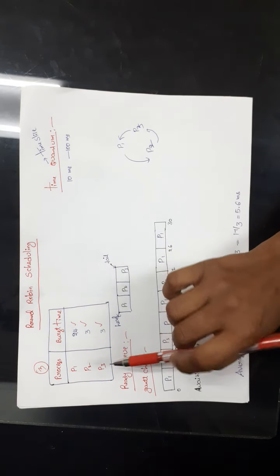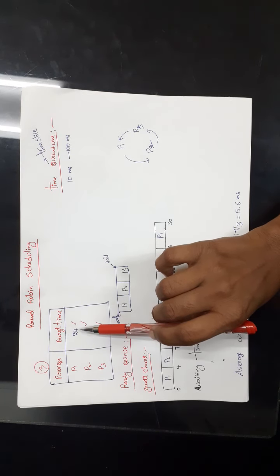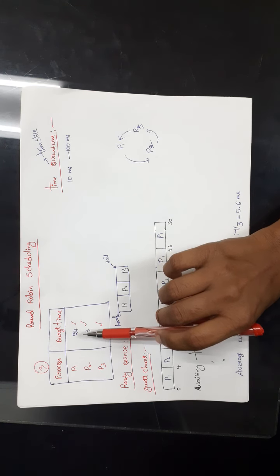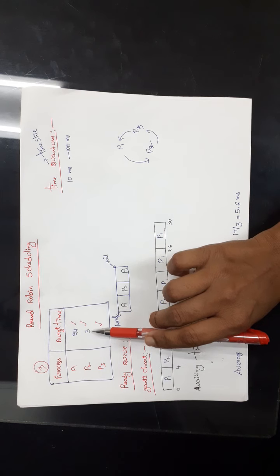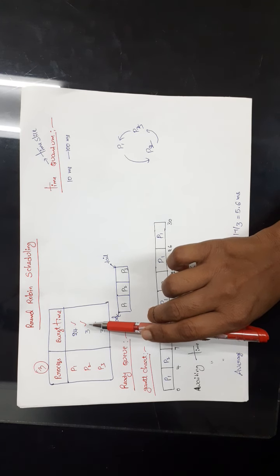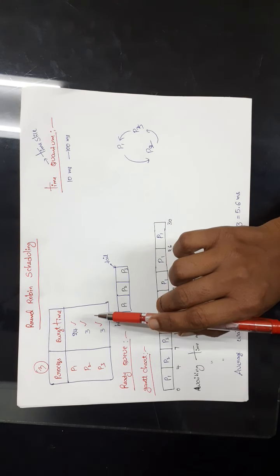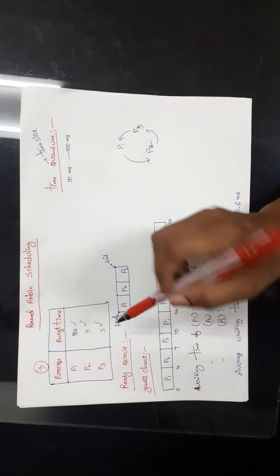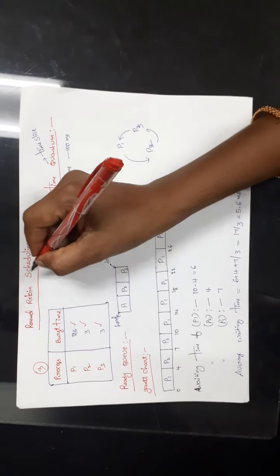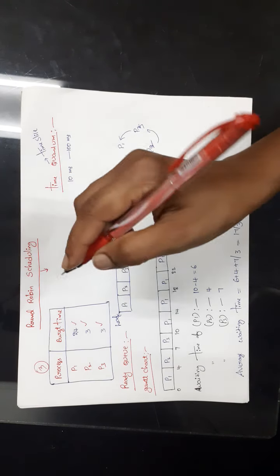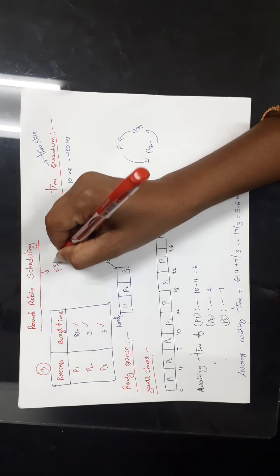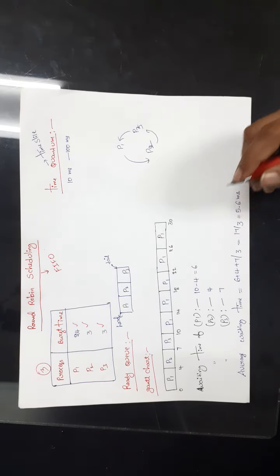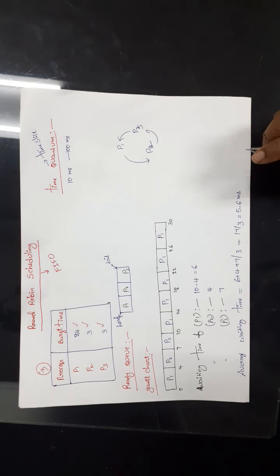processes. That means P1 requires 24 milliseconds of CPU time in order to finish its execution, and P3 requires 3 milliseconds of CPU time in order to finish its execution. Okay, so now the round robin scheduling algorithm is somewhat similar to the first in first out scheduling algorithm, or first come first serve scheduling algorithm.